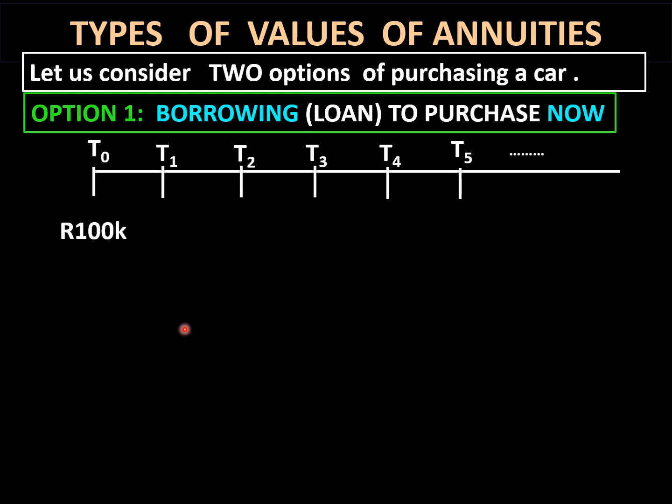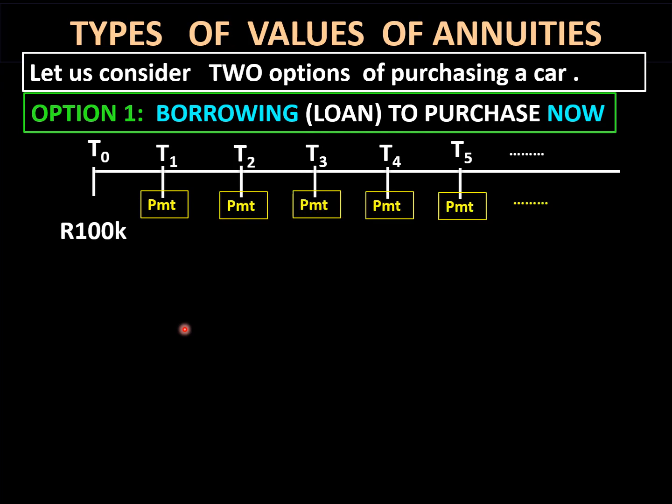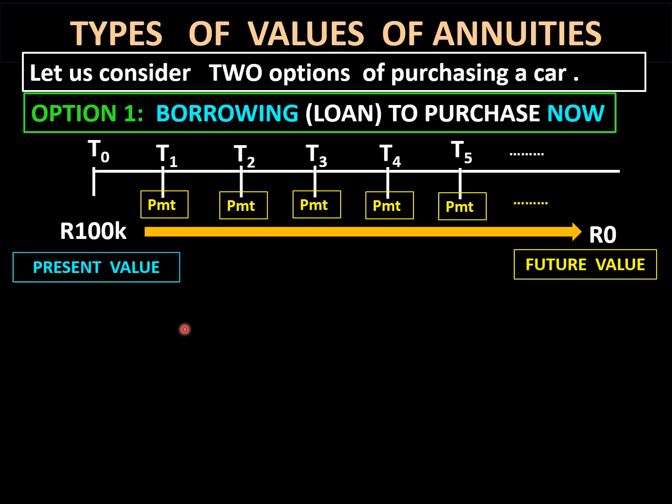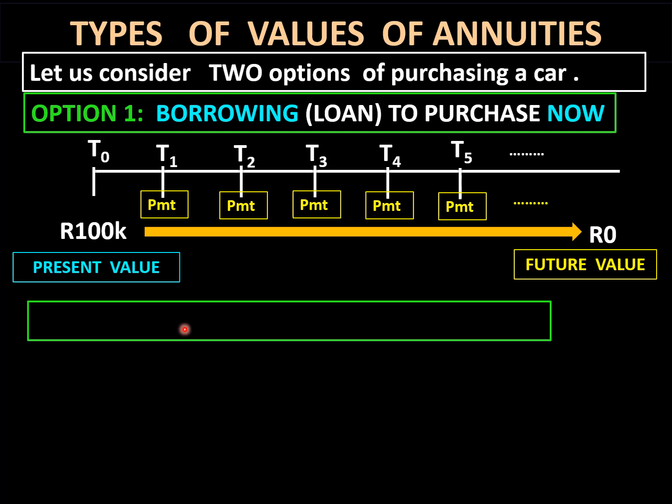So let's say we have 100,000, and we make our regular payments and another payment. So that 100,000 will keep on decreasing until eventually, after you made all your payments, you should then owe 0. Now this 100,000, when you purchase the car, you purchase it now. So that 100,000 here is the present value of this annuity. And this 0 is the future value of the loan. After all the payments, the future value would be 0.